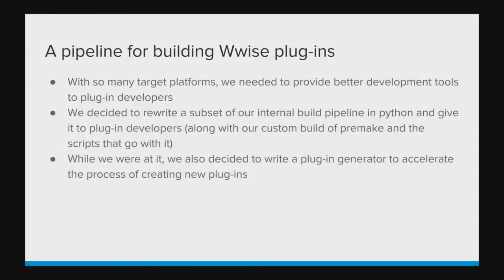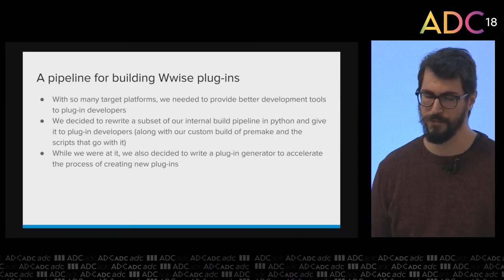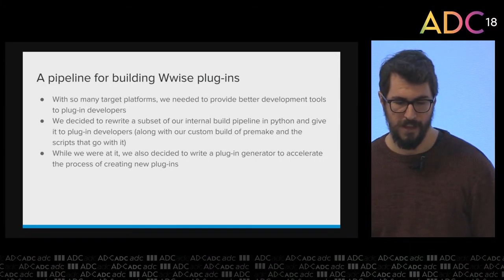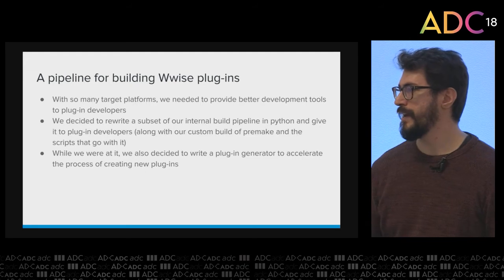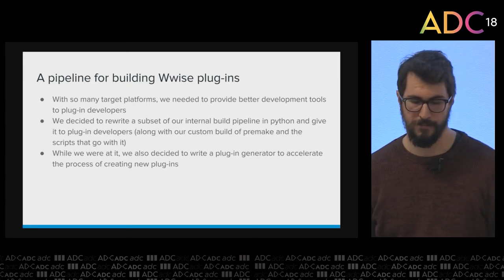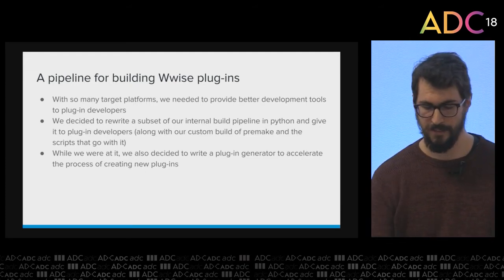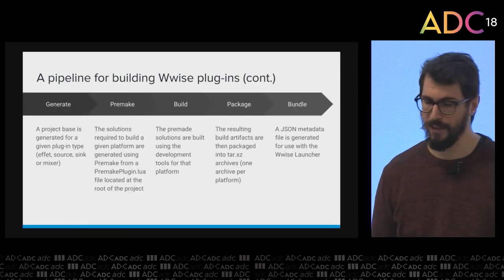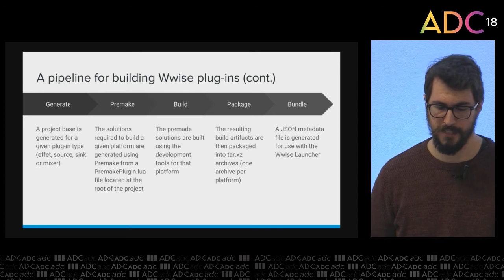And so with so many platforms, we actually had a really hard time in-house building out all of those platforms. And it was even worse for the people trying to make plugins for Wwise because they had no tools available to ease their life. So we decided to rewrite our build pipeline for plugins, and we added a plugin generator while we were at it. So the build pipeline is basically composed of 4 steps.